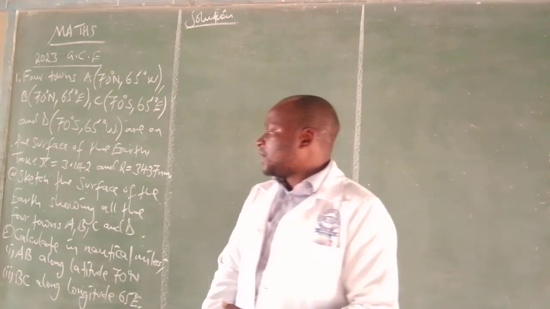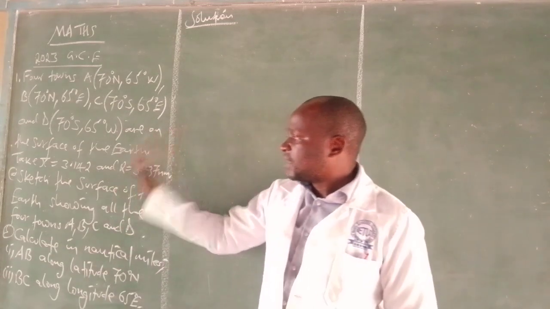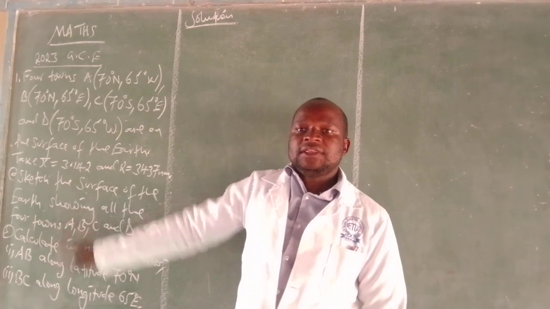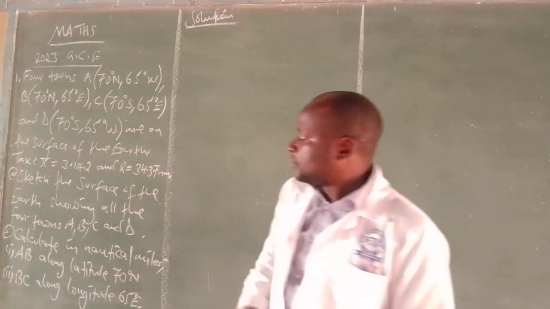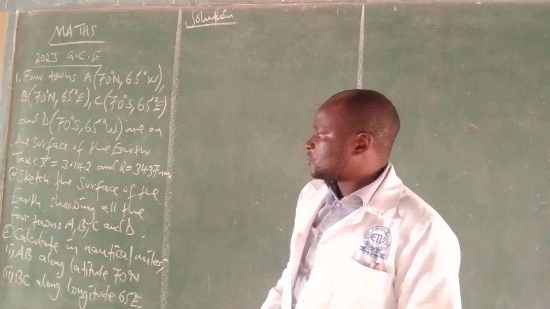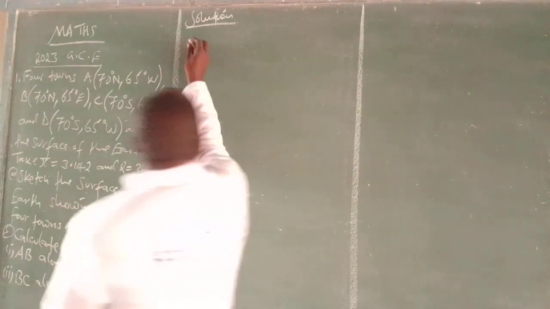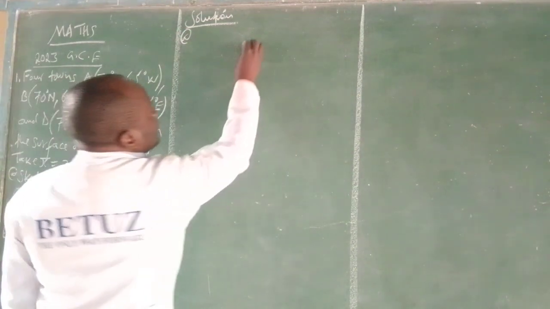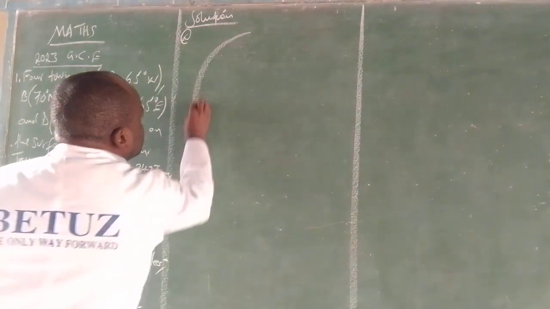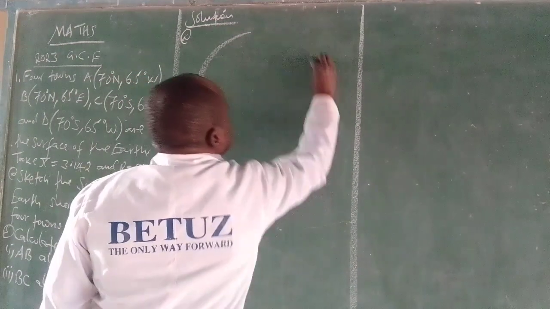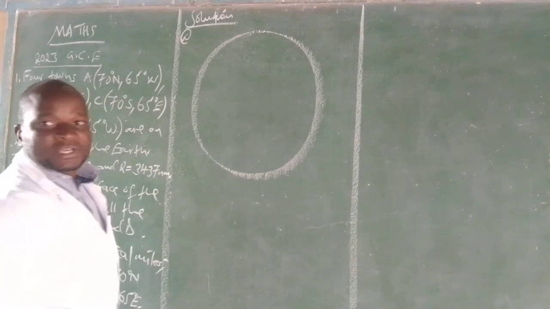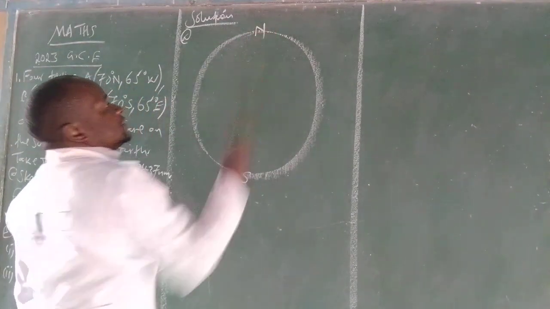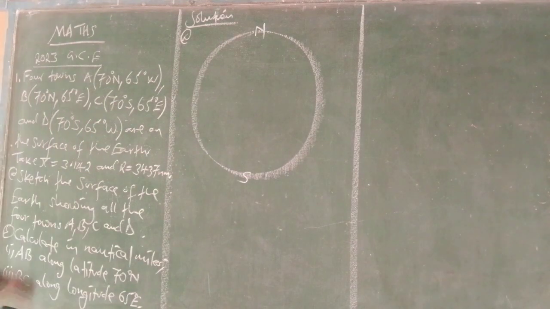The first question says, can you sketch the earth and show the position of those four towns. So what you do is as simple as this. You simply draw the sketch of the globe. This is our globe, and then we indicate this will be our south pole and north pole. So we begin putting this.